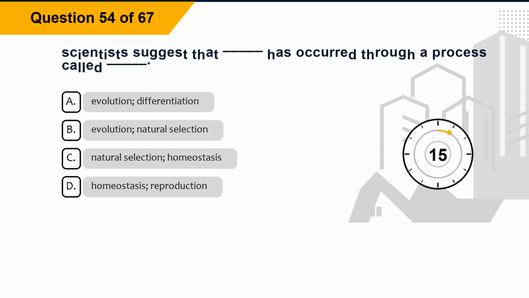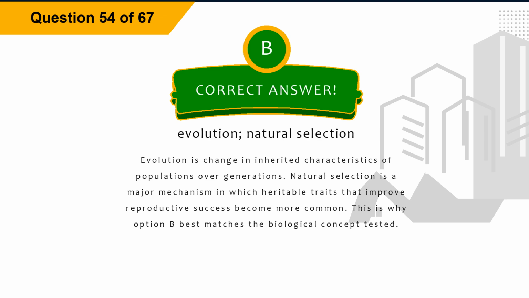Question 54. Scientists suggest that blank has occurred through a process called blank. Option A, evolution, differentiation. Option B, evolution, natural selection. Option C, natural selection, homeostasis. Option D, homeostasis, reproduction. The correct answer is option B, evolution, natural selection. Explanation: evolution is change in inherited characteristics of populations over generations. Natural selection is a major mechanism in which heritable traits that improve reproductive success become more common. This is why option B best matches the biological concept tested.